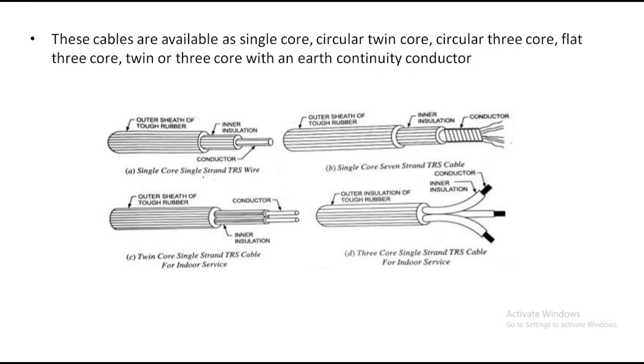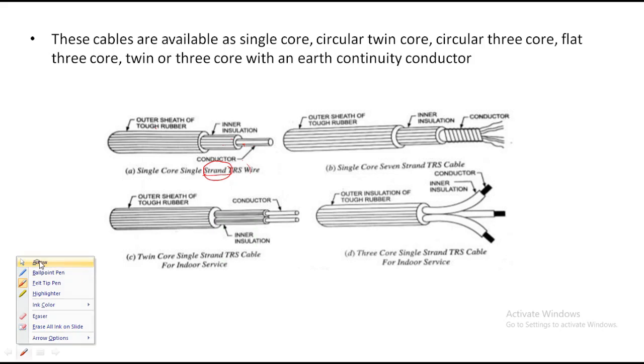First, single core, single strand TRS wire. Single strand means a single wire. Look here. This is the single wire and inner insulation. This is the outer insulation. That is the important feature of the TRS wire. But in case of VR, we have only these two things.